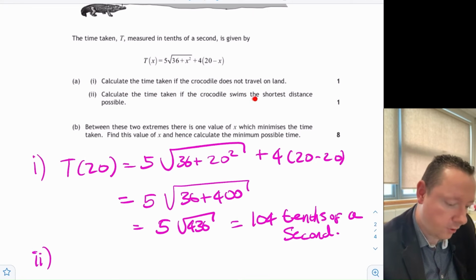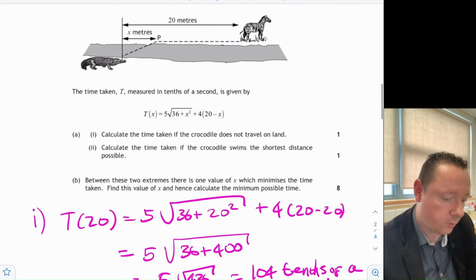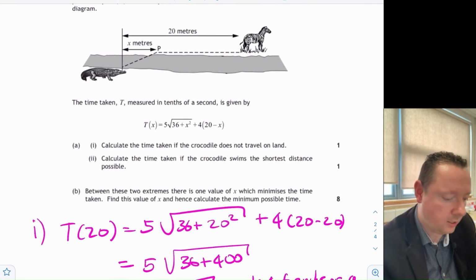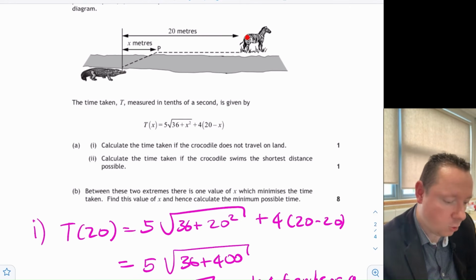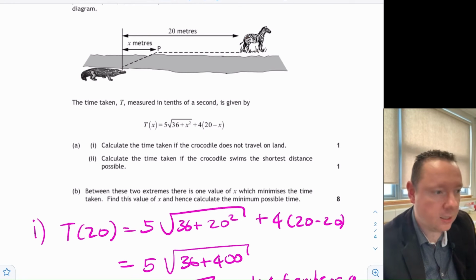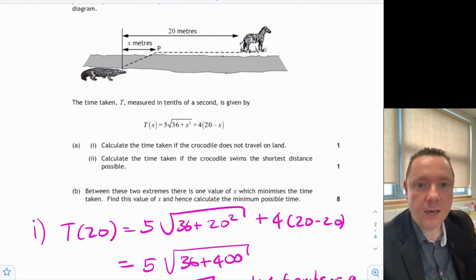Calculate the time taken if a crocodile swims the shortest distance possible. Well, let's have a look at this picture again. Swims the shortest distance. Well, a straight line is going to be the shortest distance. So if he just jumps straight up here and then walks the rest of the way, he must be walking 20 metres. So that means that he spends no time in the water.